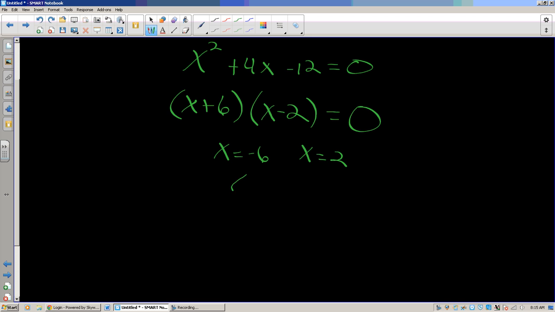And if you need to, you can write a solution set to answer your question. It doesn't matter the order, but make sure it's brackets and not parentheses, otherwise it's an ordered pair. Okay, does that answer your question? Kelly Cole. Go Kelly.